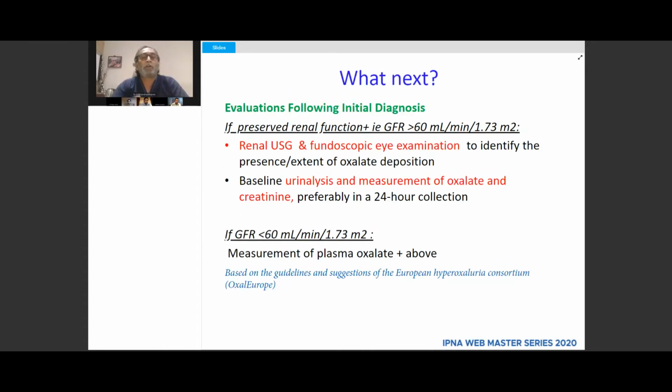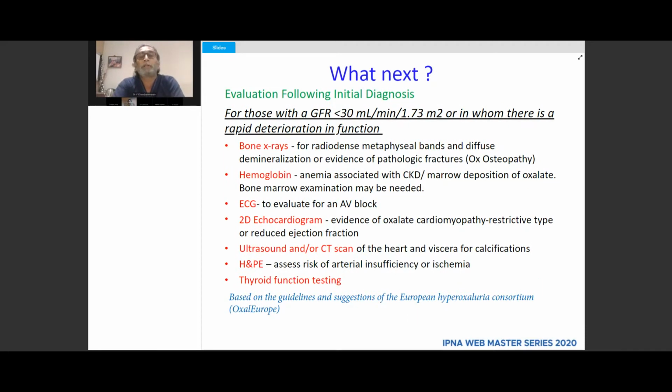What next? Once evaluation following initial diagnosis is done in patients with preserved renal function, you can do periodic ultrasound and fundoscopic eye examination to identify the presence or extent of oxalate deposition. Also, the patient needs a baseline urinalysis with measurement of oxalate and creatinine, preferably a 24-hour collection periodically. If the patient has a GFR of less than 30, in addition to the above, you can go ahead with measurement of plasma oxalate to know the amount of supersaturation of plasma with calcium oxalate. For those with GFR less than 30, or those with rapid deterioration of renal function, you go ahead with bone X-rays to rule out oxalate osteopathy.